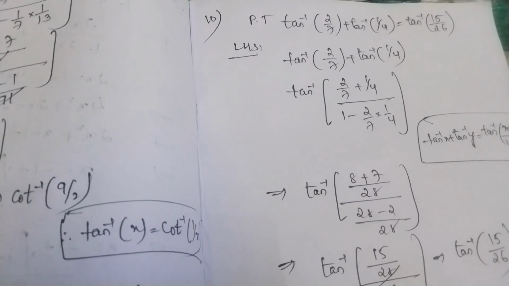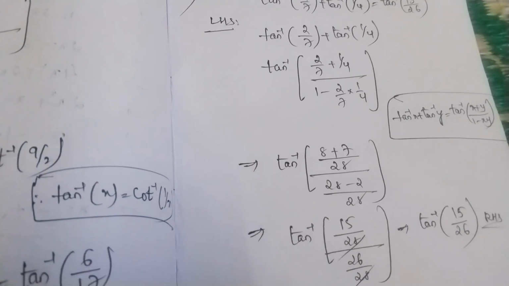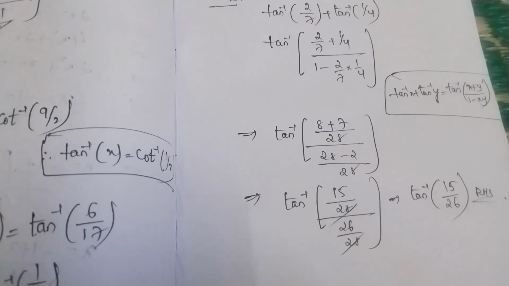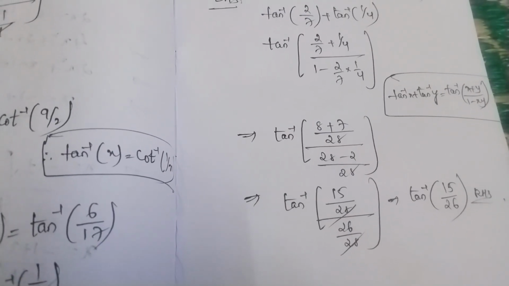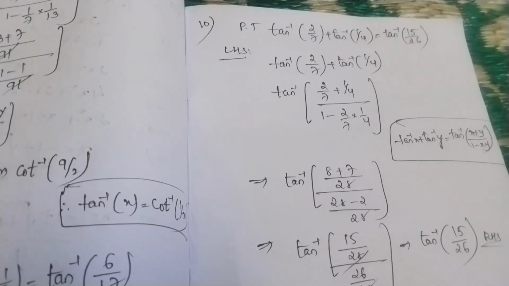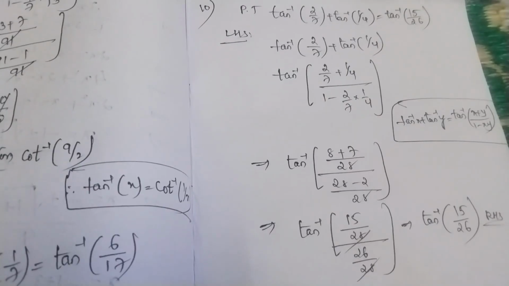In a similar manner you have to apply the tan inverse x plus tan inverse y formula, that is tan inverse of (x plus y) by (1 minus xy). After applying it and taking the LCM and cancelling the numericals, finally you are left with tan inverse of 15 by 16, which is nothing but the RHS. So further, a few more problems are there from part C that appear for 5 marks.